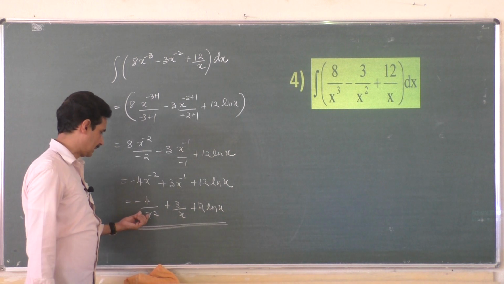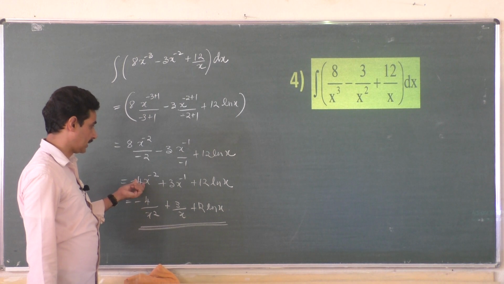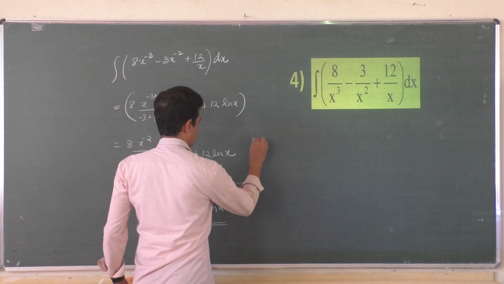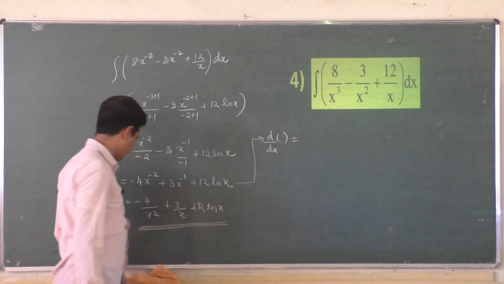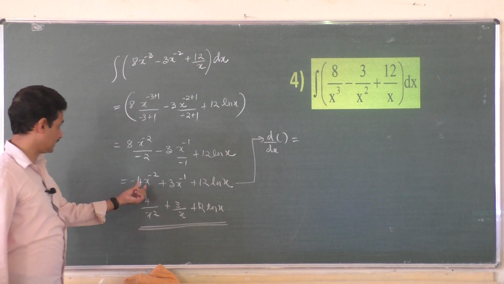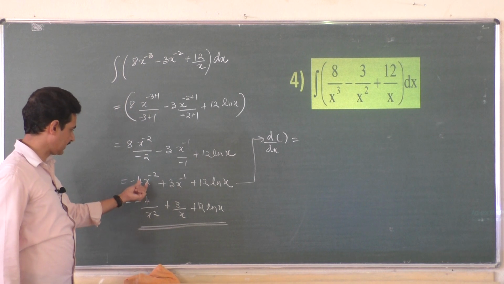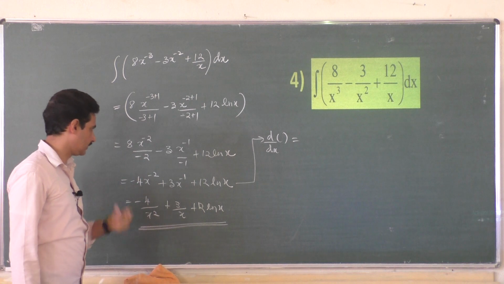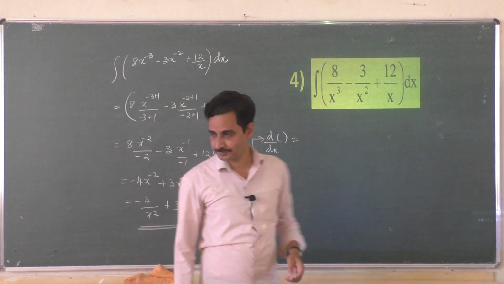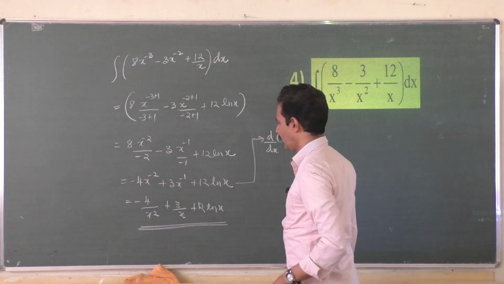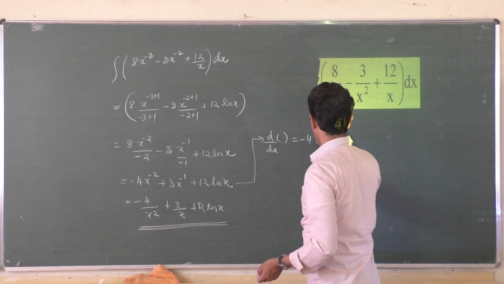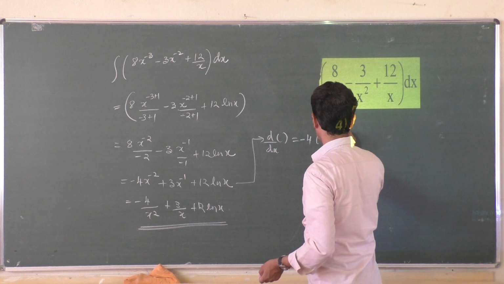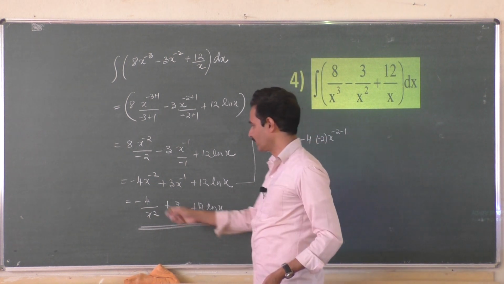Now let us differentiate this. Differentiate this: d by dx of that equation is equal to, you should get back this one. I have written it there only. So what is the differentiation? Minus 4 constant, x to the power minus 2, minus 2 x to the power minus 2 minus 1, n x to the power n minus 1.